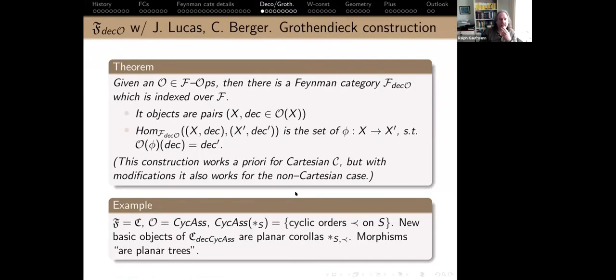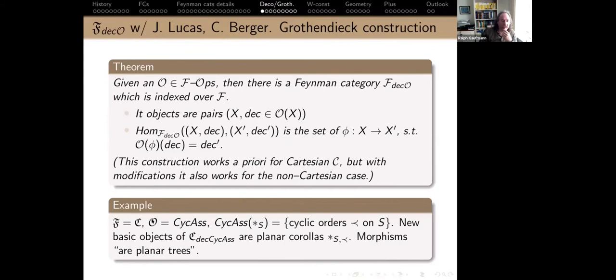So let's start with decoration. You have a functor. Now you look at pairs of an object and an element in the value of the functor at that point. If people know category theory, this is exactly a coordinate construction. And then what are the morphisms? They're the morphisms of the underlying category, but the decoration has to go to the other decoration: dec has to go to dec prime when you apply the functors to the morphism.